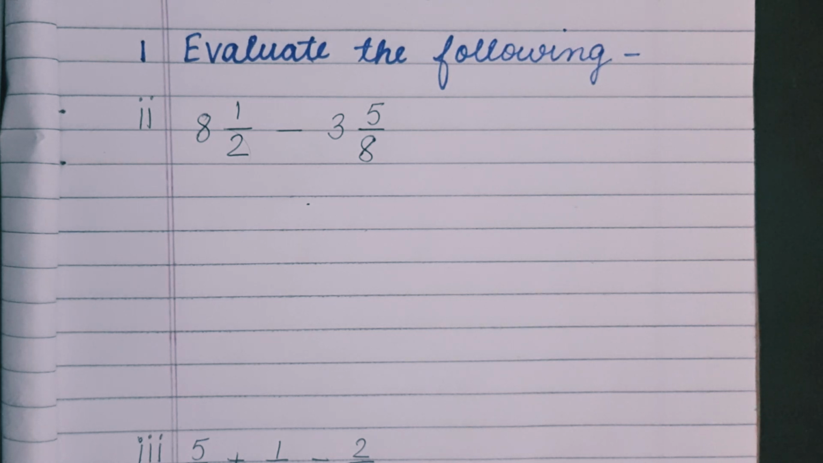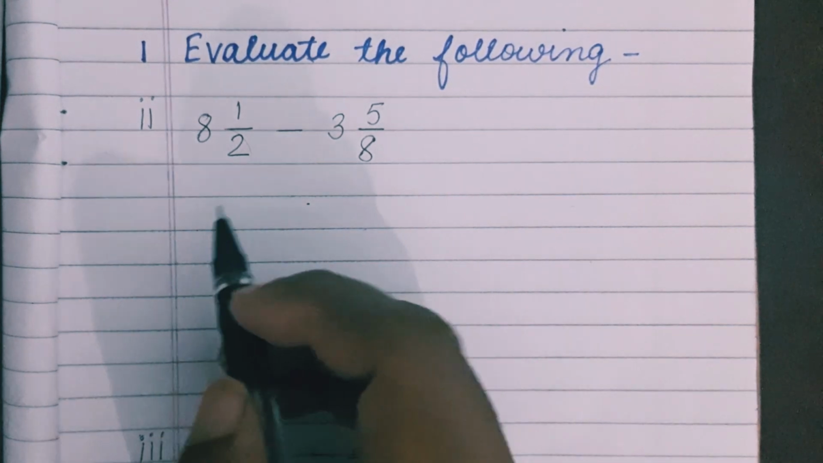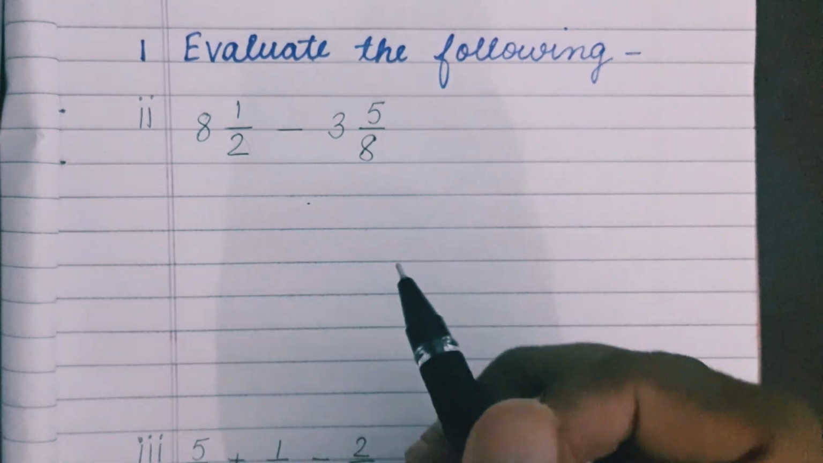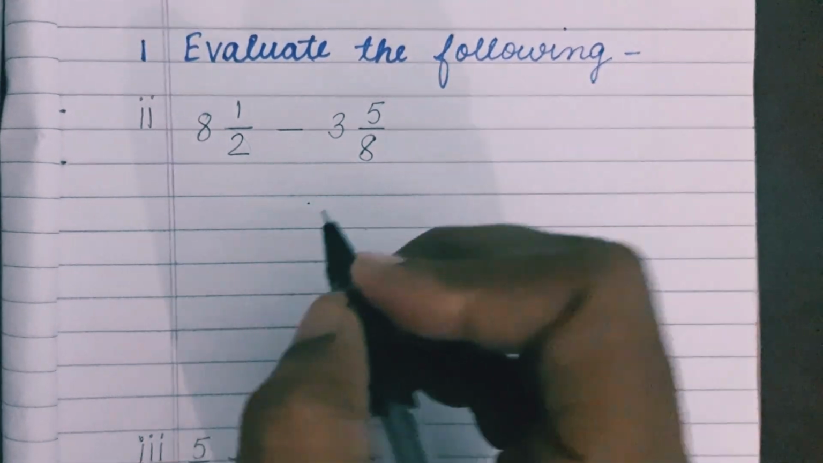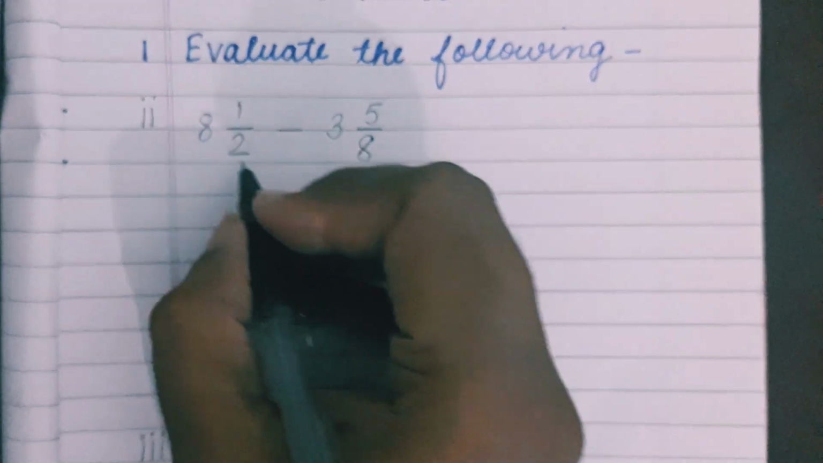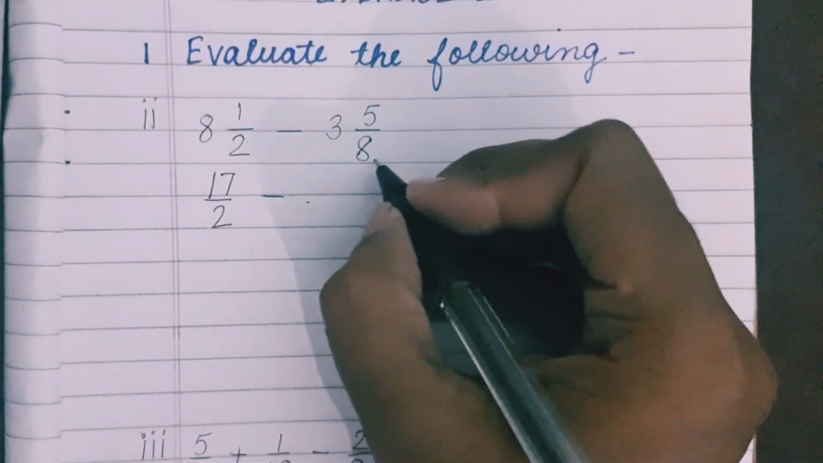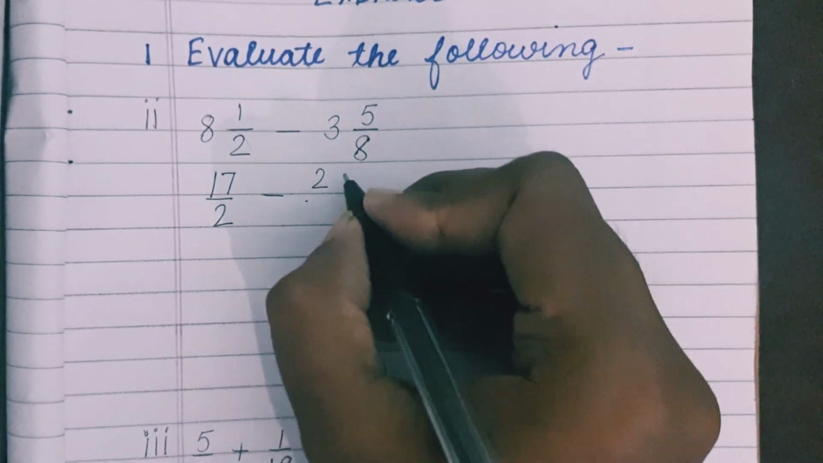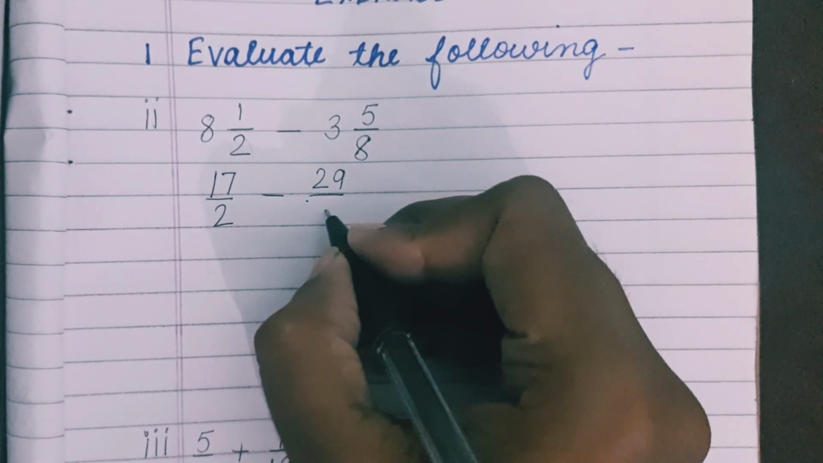First question, evaluate the following. Question number 2 we will discuss. It is given 8 whole 1 upon 2 minus 3 whole 5 upon 8. So first we will change into improper. It will come 8 2s are 16, 16 plus 1, 17 upon 2. And then here 8 3s are 24 and 24 plus 5, 29 upon 8 will come.